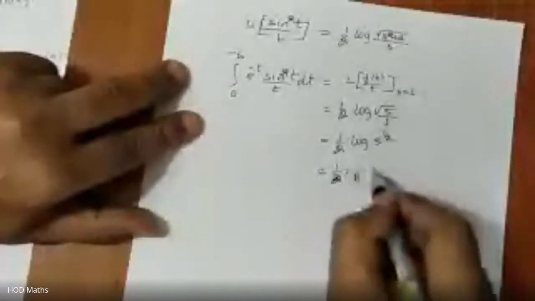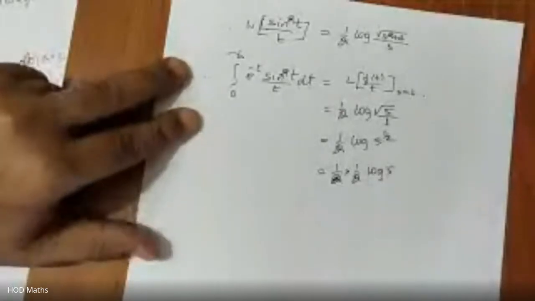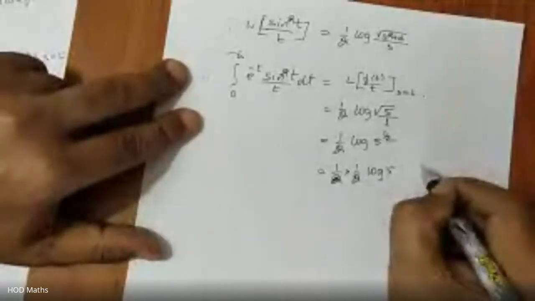This will be equal to 1 by 2 into 1 by 2 times log of 5, because log of a raised to m is m times log of a. This is equal to 1 by 4 log of 5, which is the RHS. Therefore, LHS is equal to RHS.